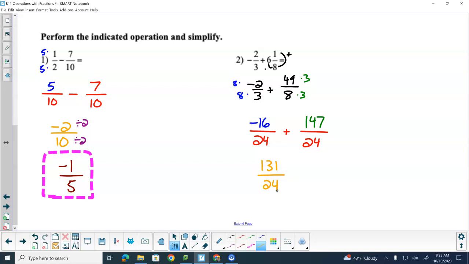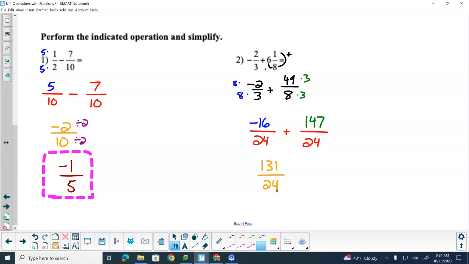Do you guys know the trick? Maybe you do, maybe you don't. There's a trick out there for figuring out if any number is divisible by 3. Does anybody know the trick? You add up the digits. So in this case, we would add 1 plus 3 plus 1. 1 plus 3 is 4, plus 1 is 5. So our total of the digits is 5. If that number is divisible by 3, then your big number is divisible by 3.